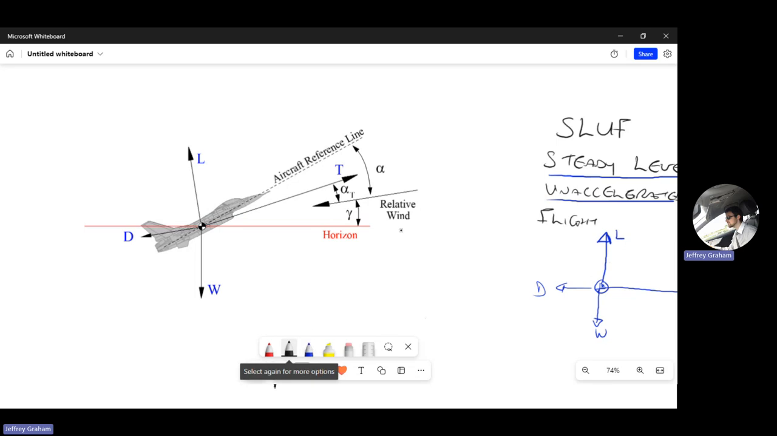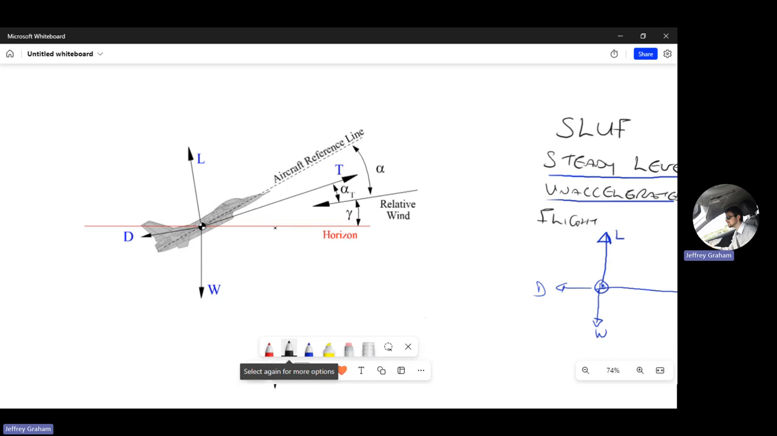Here are the things that we can see in this diagram. We've got Alpha, which is the typical definition of the angle of attack. Alpha T is the thrust angle. Sometimes the thrust can be slightly offset to the drag. Finally, this Greek letter here, which is gamma, is used to represent the angle of climb or the angle of descent, depending on which way the aircraft's going. All right. In the diagram that we've got then, the aircraft's clearly climbing. It's got its nose above the horizon.